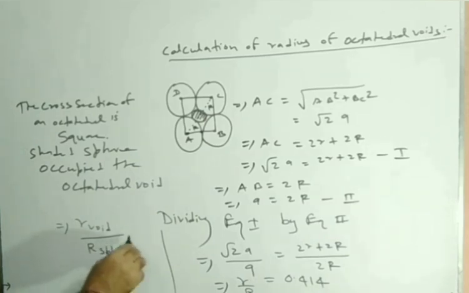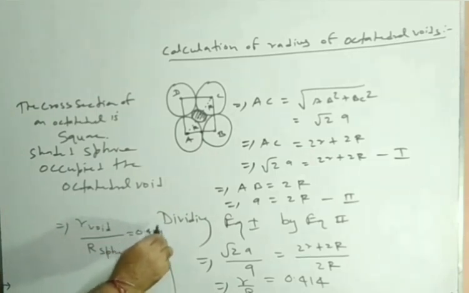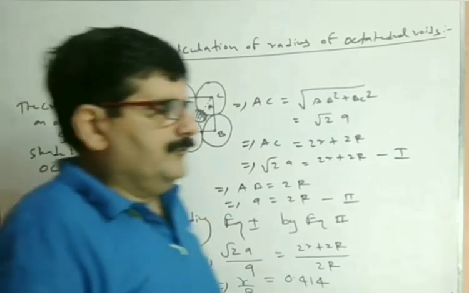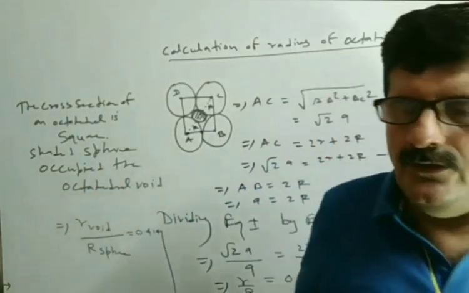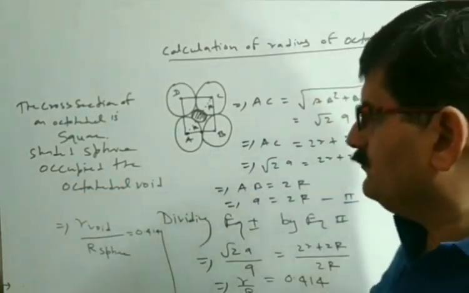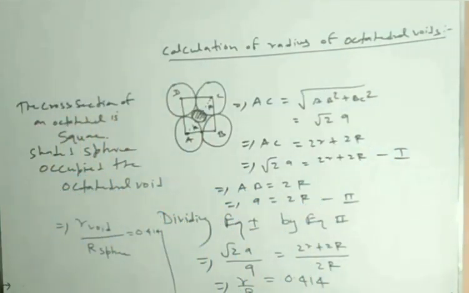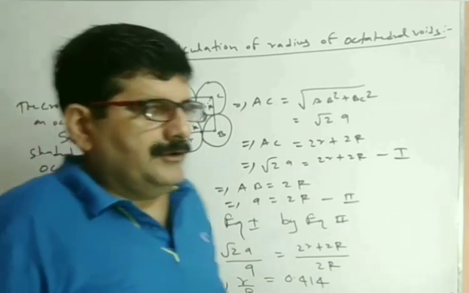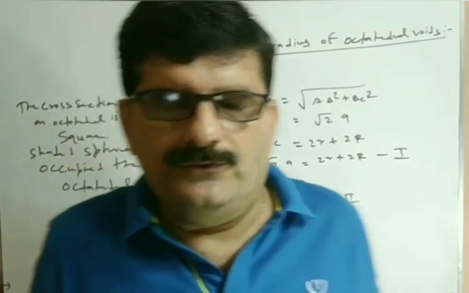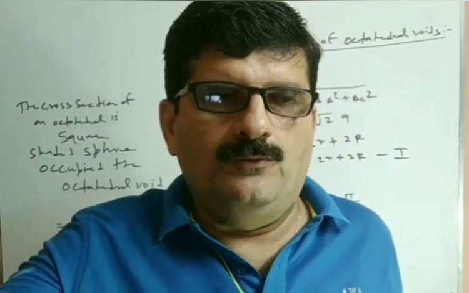And this ratio becomes equal to 0.414. So always remember this numerical value: r void by r sphere, where R means the radius of a sphere. The ratio becomes a constant, equal to 0.414.